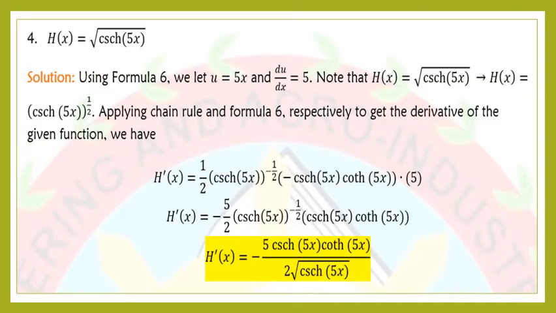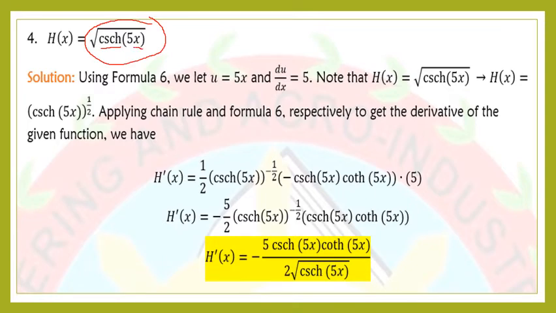In fourth example, ang given natin is h of x is equal to the square root of cosecant h of 5x. So, since naka-radical siya, ang rule doon sa theorems on differentiation, pag naka-radical yung given natin na function, convert into exponential function. Okay, so using formula 6 kasi hyperbolic cosecant man. So we let u here as 5x. Okay, kasi ito yung function natin dito.